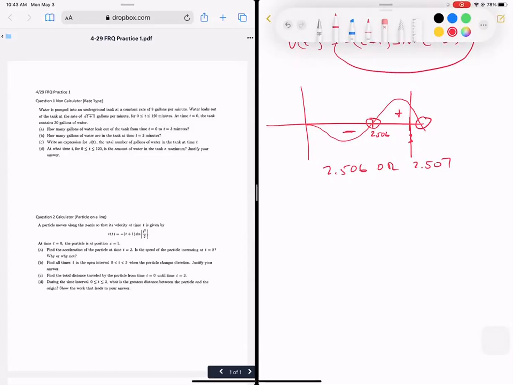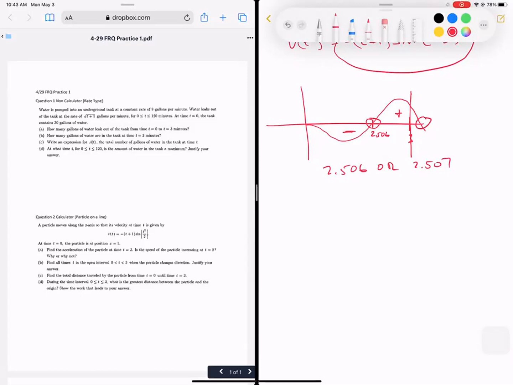During the time interval between 0 and 3, what is the greatest distance between the particle and the origin? Show the work that leads to your answer. Okay, so the issue is looking here. What is the greatest distance? So how do we get distance from a velocity equation?